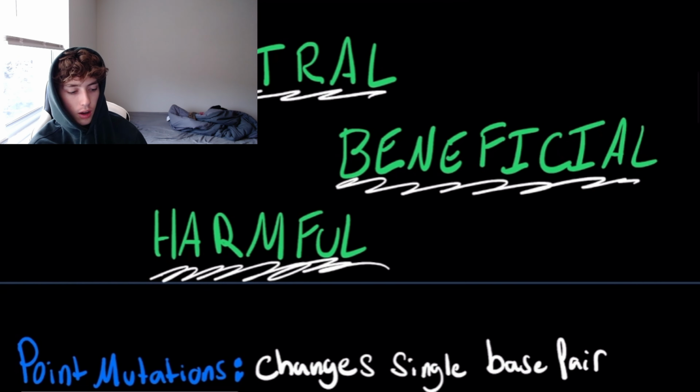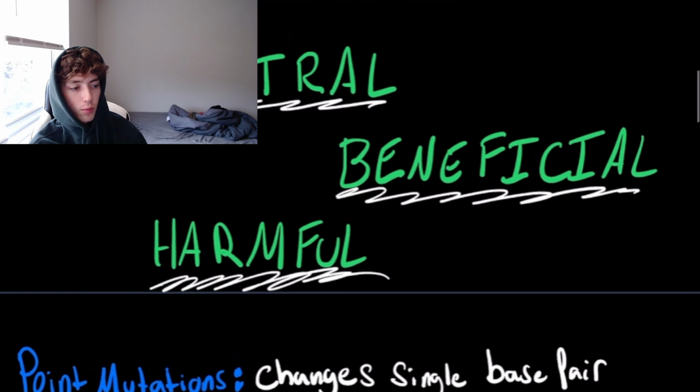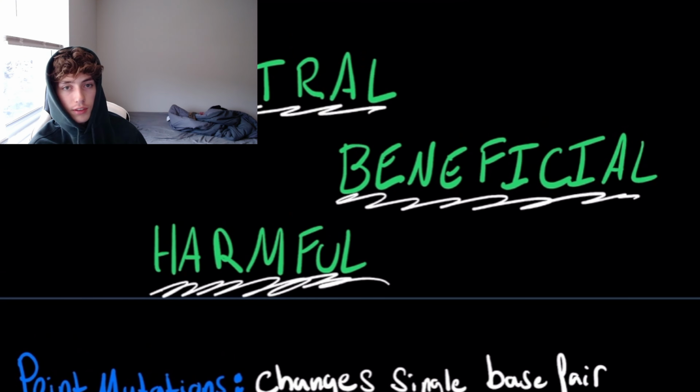A beneficial mutation is, for example, bacteria gaining antibiotic resistance, so that is considered a mutation. This is very beneficial obviously for bacteria. In humans, the deletion of the CCR5 gene is a mutation, and essentially that will make people more resistant to HIV.